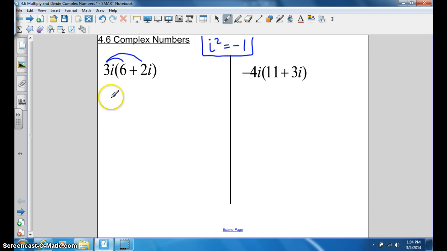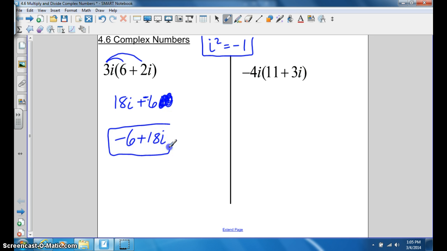When we distribute it through, we have 3i times 6, which is 18i, and 3i times 2i, which is 6i squared. Now we know that i squared equals -1, and 6 here is being multiplied by i squared. So really, 6 is being multiplied by -1, which means we can cross out i squared and just change our sign in front of 6. So now we have 18i minus 6. Then we need to write all these in standard form, so we have -6 plus 18i. We just have to make sure we put these back into standard form.